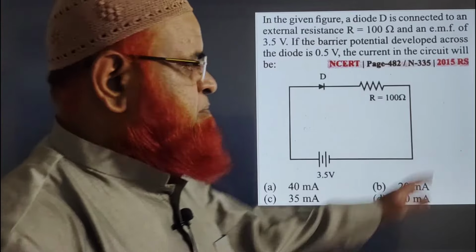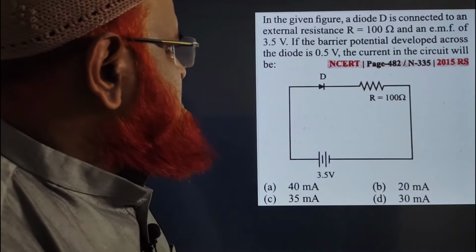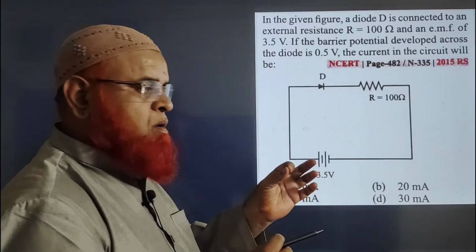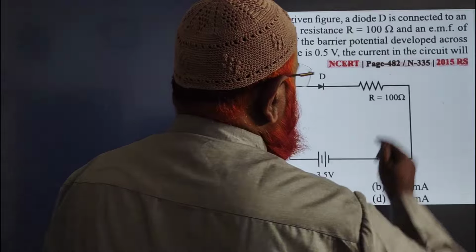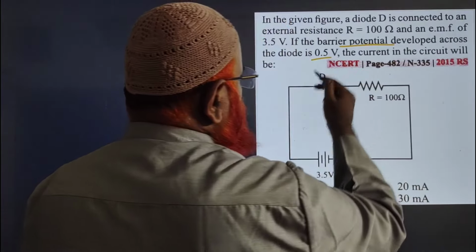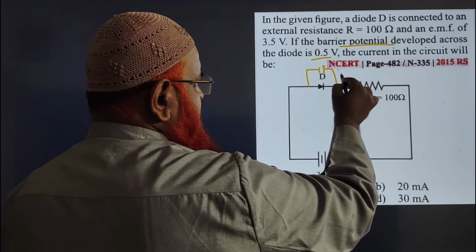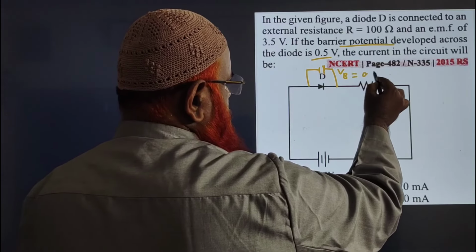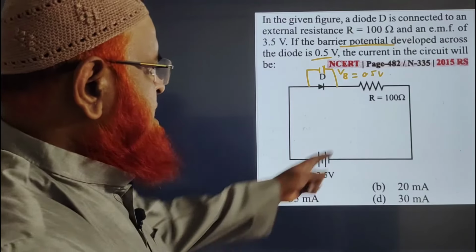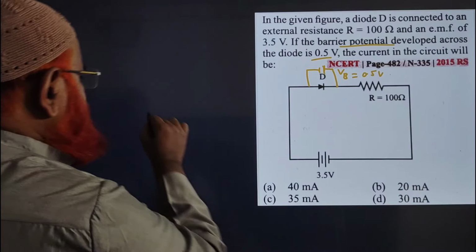Okay, my dear students, this is a previous year question of NEET which was asked in 2015. You can just see what is happening here now. It is given that the external resistance is 100 ohms and this diode has a potential barrier VB equal to 0.5 volts. Applied voltage is 3.5 volts. Resistance is 100 ohms. He is asking us to find out the current here. How are you going to find out the current?